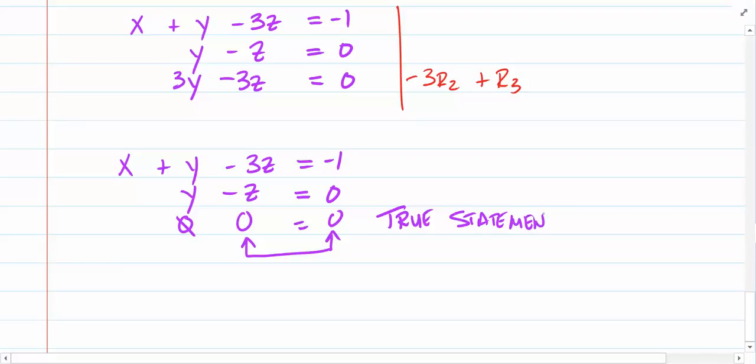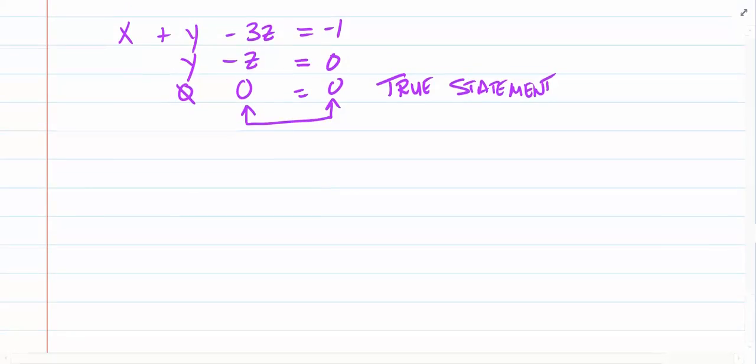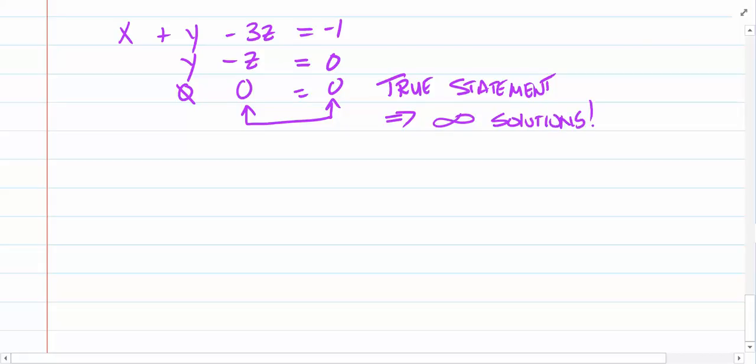All right, so if we have a true statement, that implies that we have infinitely many solutions. Okay, if that's your case, then you have to represent it in a different way. And what that means is you have to write it in terms of A. So when you see this, you want to write in terms of A. So what do I mean by that?